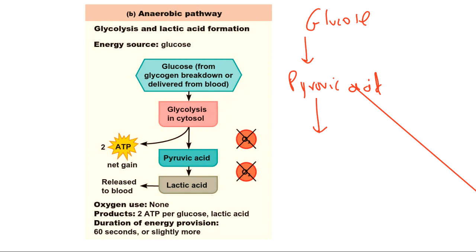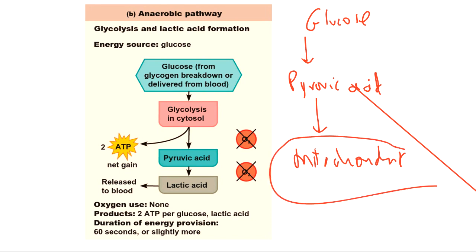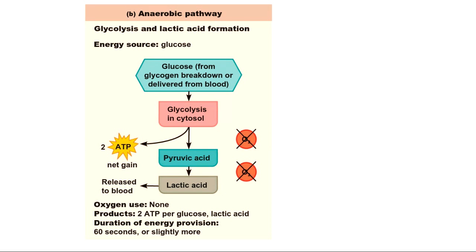Pyruvic acid is then taken into the mitochondria where aerobic respiration will take place. Okay. Now, during strenuous muscle activity that compresses the muscles, there is no oxygen available. So glycolysis still takes place because glycolysis doesn't require oxygen. But now, instead of taking the pyruvic acid into the mitochondria to make ATP, the pyruvic acid now stays in the cytoplasm and it's going to be fermented. And so let me show you what is going to be happening, or the purpose of all these.